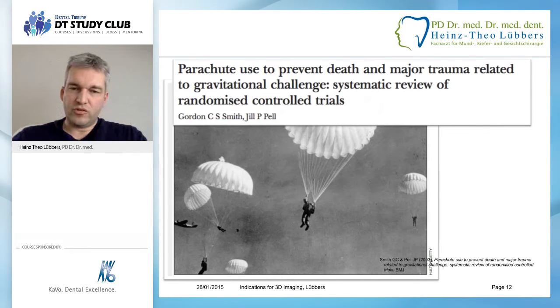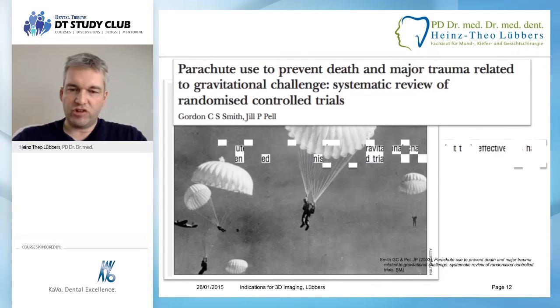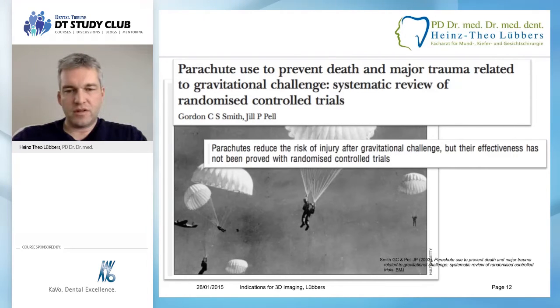So there's one study which tried to find out if parachutes actually prevent death or major trauma if you jump out of a plane or if you fall from great height. They made a systematic review of all randomized controlled trials, and they found that the effectiveness of the parachute has never been proved with a correct trial. Of course, I don't want to question parachutes, but I want to make clear that hard evidence is not everything. Sometimes things are so obvious that it might be foolish to go for scientific evidence for that.